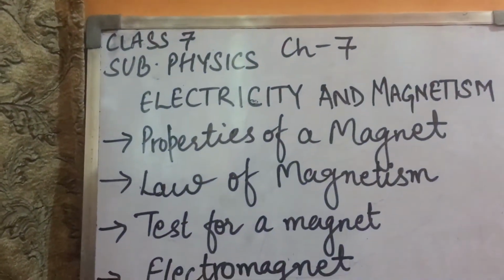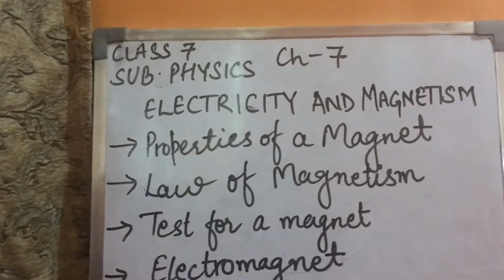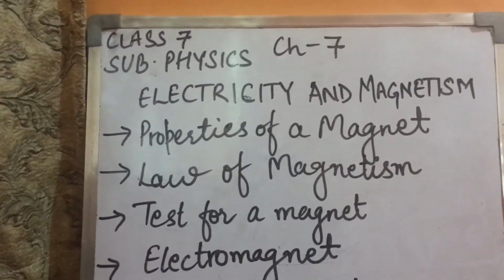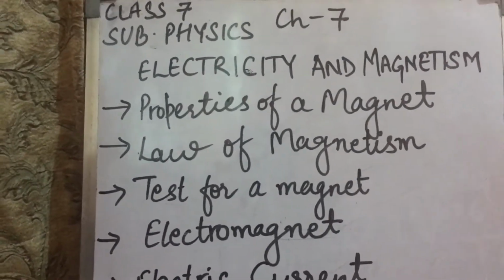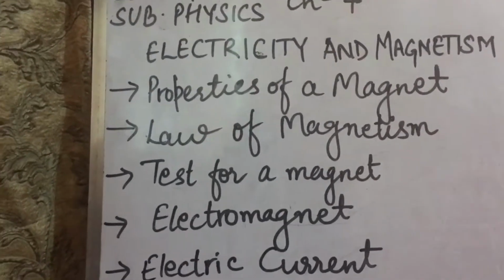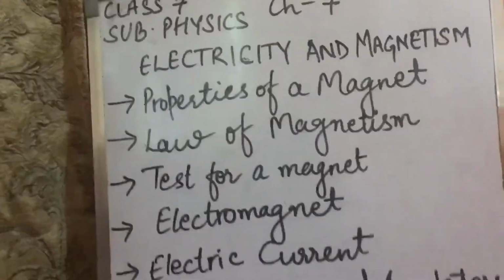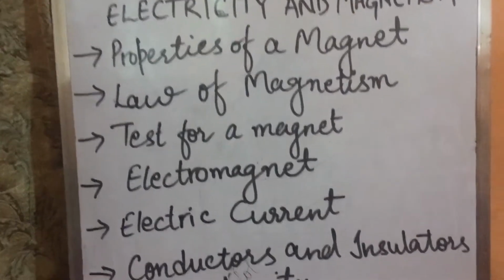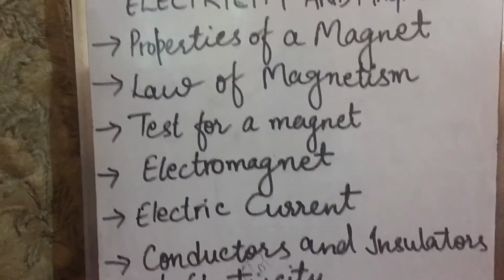The third property is that magnetic poles exist in pairs only. That means if you divide a magnet into two parts, it will not be that one part contains the north pole and the other part contains the south pole. No, as soon as a magnet divides into two parts, both parts will generate two poles by themselves. That means no bar magnet has any one pole. In every bar magnet we have two poles, a north pole and a south pole.